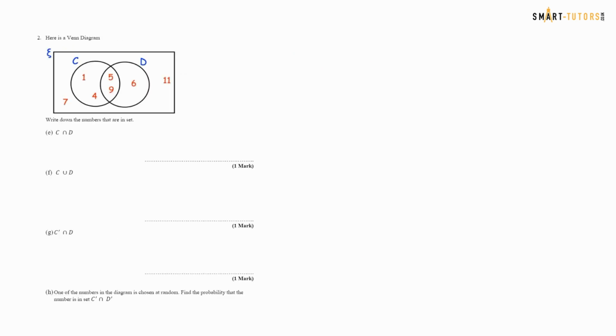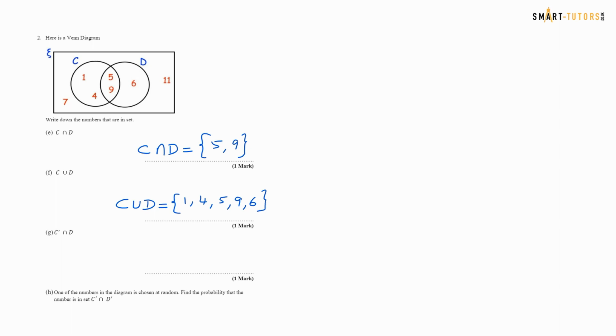Question number 2. Here is a Venn diagram. Write down the numbers that are in set C intersection D. C intersection D is the common elements for C and D. So in the middle, 5 comma 9. Curly bracket close. C union D. We already understand what union is. Union means everything inside the C and D circle. So 1, 4, 5, 9, 6.